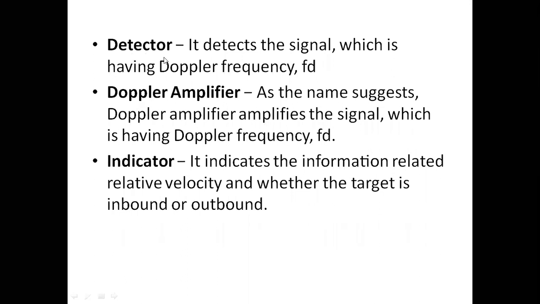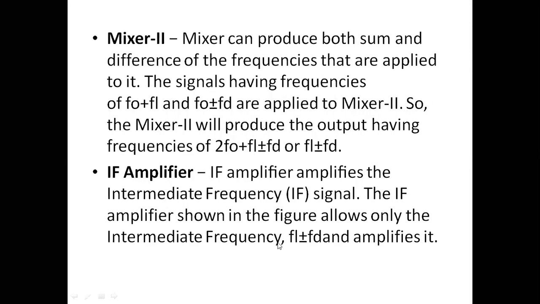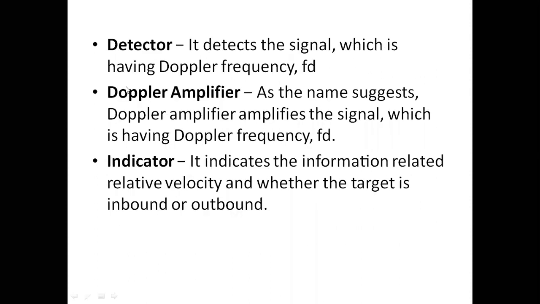And the detector detects the Doppler frequency only. That is, it detects the signal that has the frequency fd. It rejects the signal frequency that is fl. Next, the Doppler amplifier. It amplifies the Doppler frequency signal in order to display on the display device. And finally, we have the indicator or display. It indicates the information related to the relative velocity, that means the velocity of the target. And next, we are also observing whether the target is moving towards the radar or moving away from the radar. That is, the target is inbound or outbound. So, thank you.